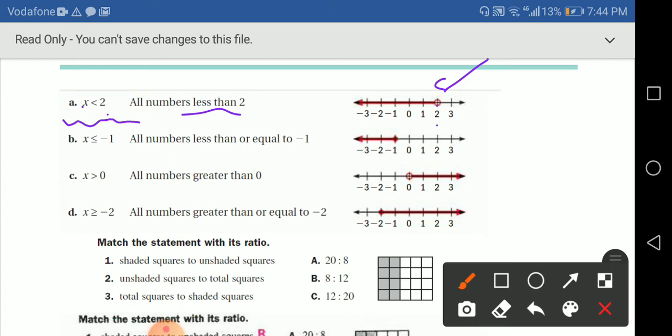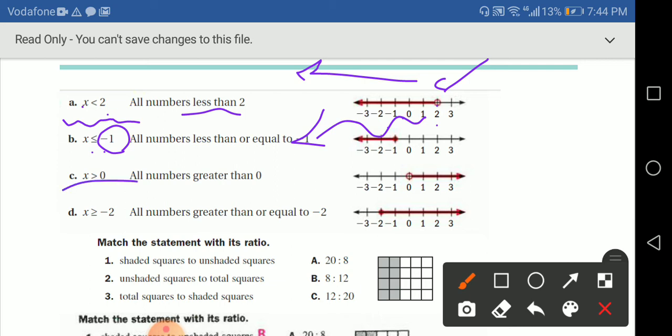And when I say x less than, the arrow goes to the left. Less than goes to the left. All of these numbers, 1, 0, negative 1, are less than 2. I have x less than or equal to negative 1. Less than or equal, so we start with negative 1. We make a circle on negative 1, and since it is less than or equal, it will be closed. All the numbers are less than, so I'm going to the left.